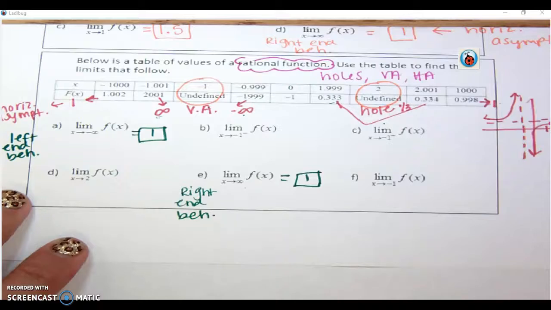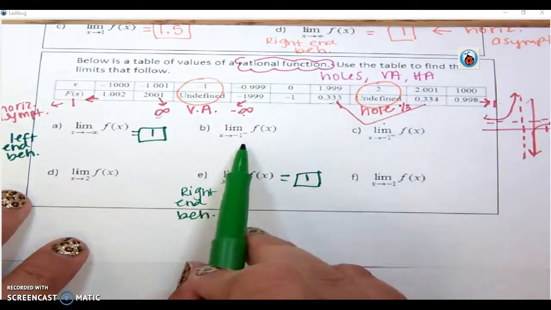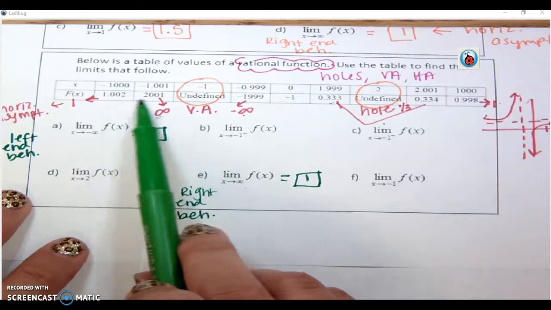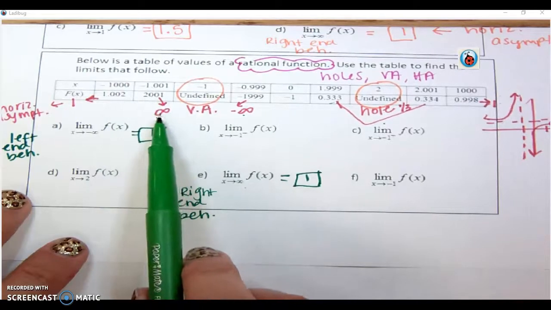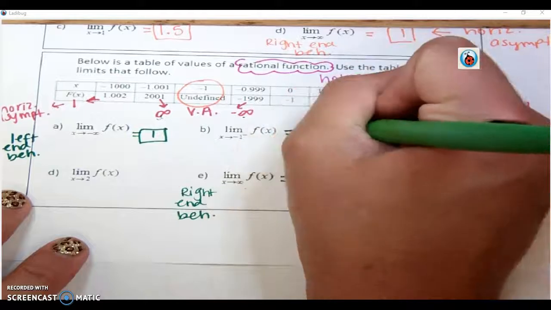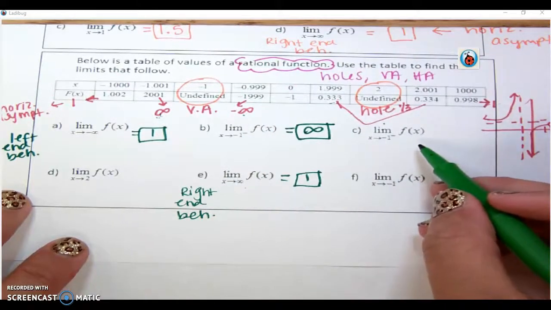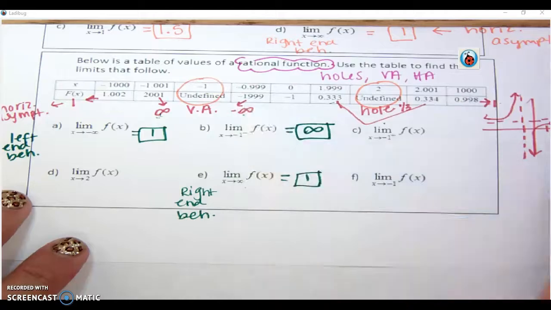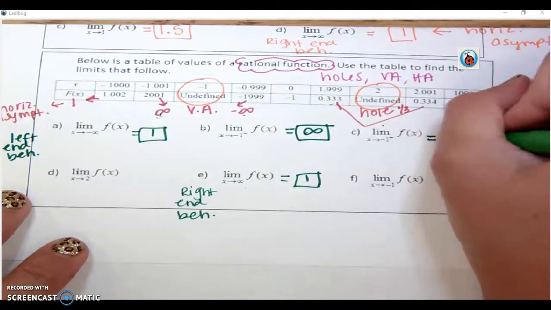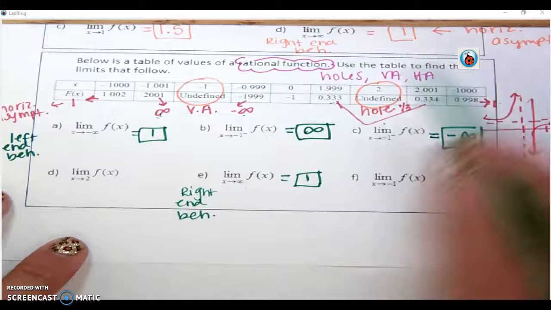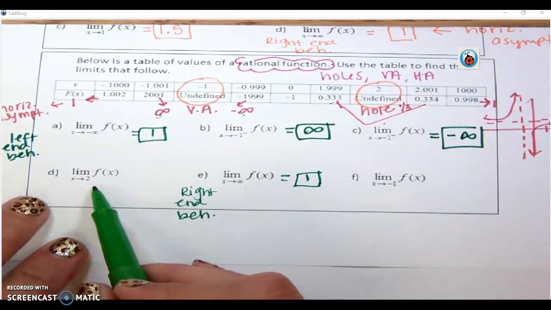Alright, part B, the limit as x approaches negative 1 from the left. Here's negative 1, here's the left side of the graph. We already said here it's approaching infinity because it's getting bigger and bigger. Alright, the limit as x approaches negative 1 from the right. We already said these numbers are getting very small, so it's approaching negative infinity, which you can double check on your graph here.